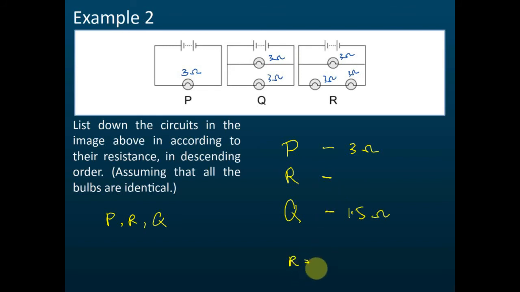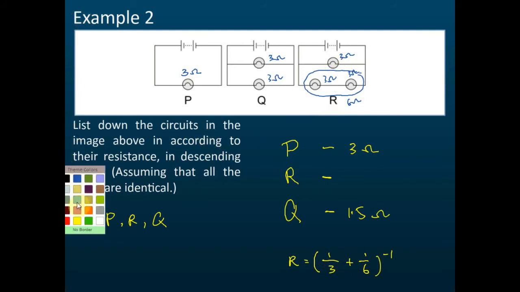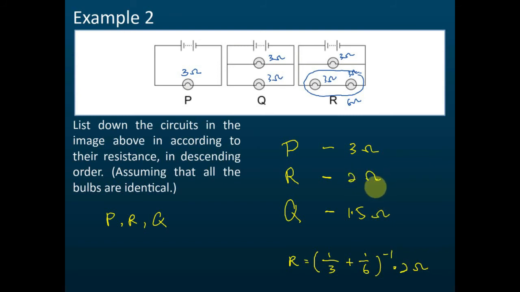We use R equals the reciprocal of 1 over 3 plus 1 over 6, because this section is 6 ohm. This part, this one is 6 ohm. 6 ohm is in parallel with this 3 ohm. So it's 1 over 3 plus 1 over 6, and the effective resistance is 2 ohm.